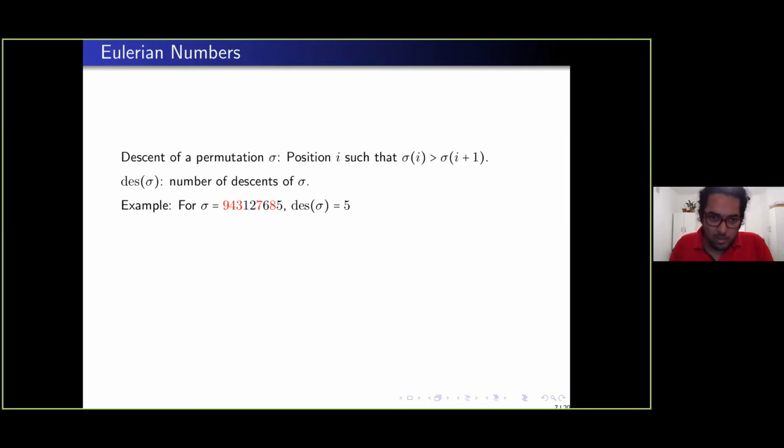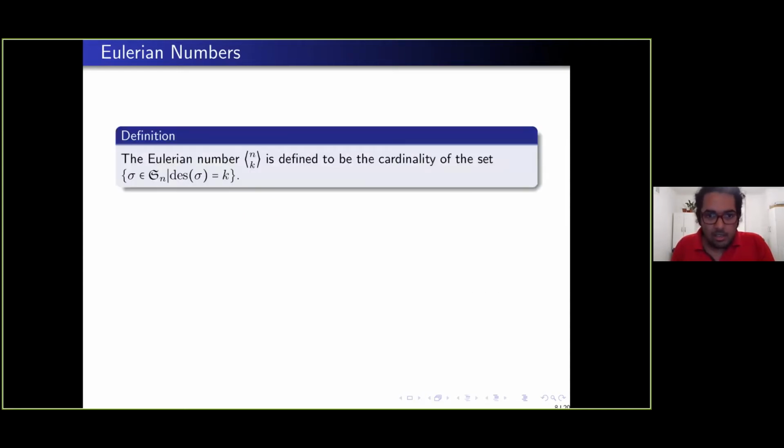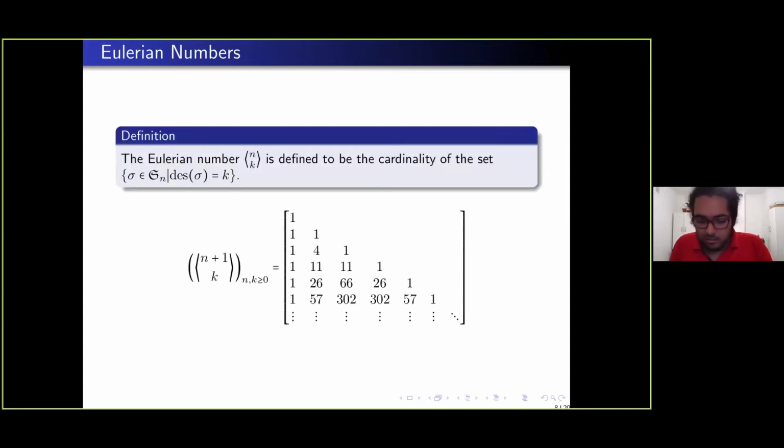In this example, there's a permutation in one-line notation, and the letters in red denote the positions where there is a descent. So here there are 5 descents. And the Eulerian number n,k is defined to be the cardinality of the set of all permutations on n letters with k descents. And these are the first few rows of the Eulerian triangle.